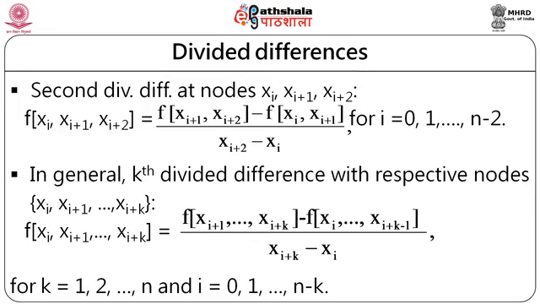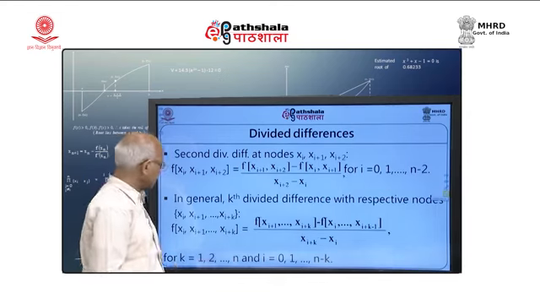n minus 2. So if I take i equal to 0, I will be getting f[x1, x2], that is the first difference on the nodes x1, x2, minus the first difference on the nodes x0, x1, divided by x2 minus x0. So this is what we will be getting for i equal to 0.